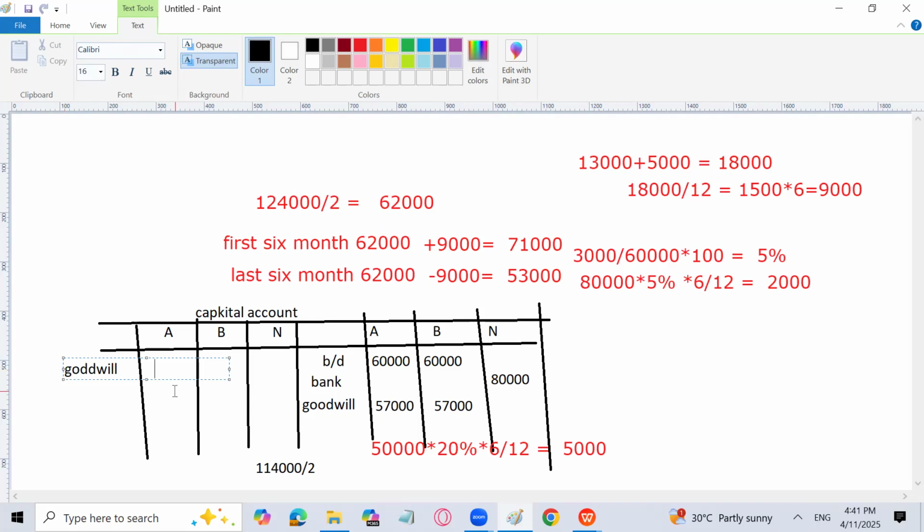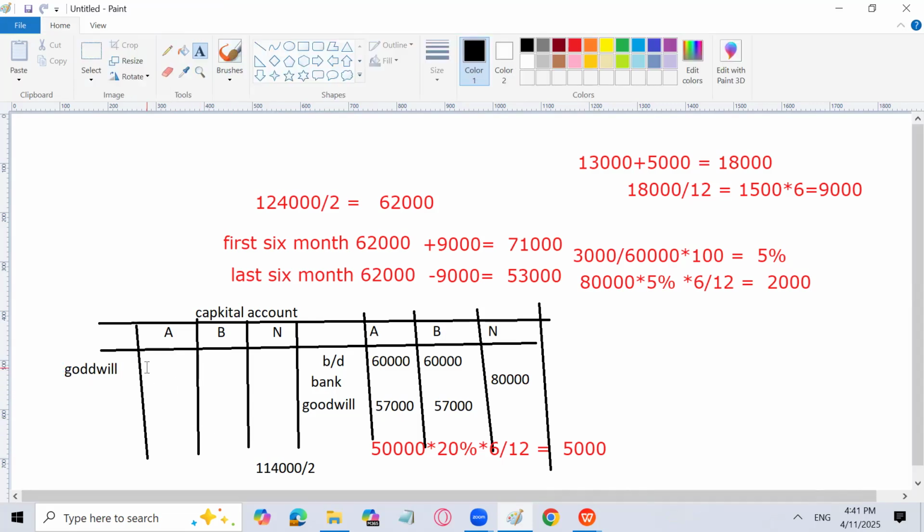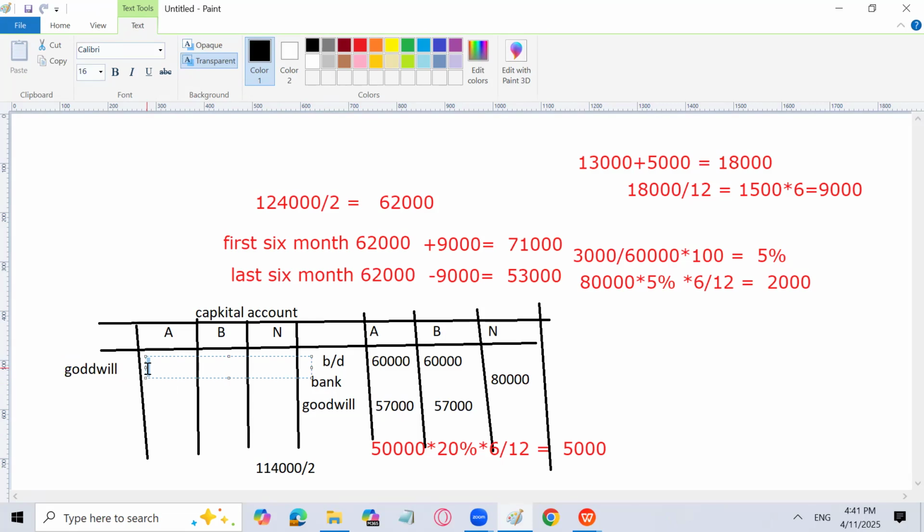So the new ratio is going to be 1,14,000 divided by 3. So what is the amount? Because the new ratio is equal, but there are 3 partners, A, B, and N. 1 by 3, 1 by 3, 1 by 3. So divide by 3, 38,000. So I will write here 38,000. Here also 38,000 and here also 38,000.